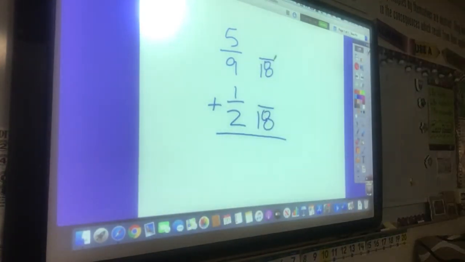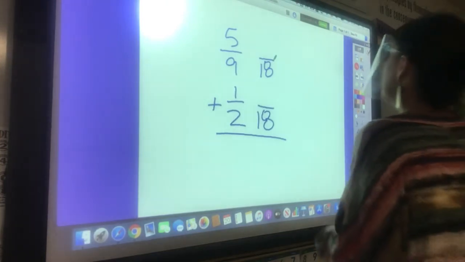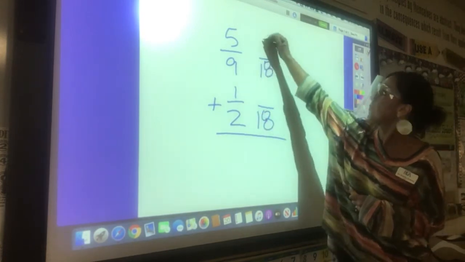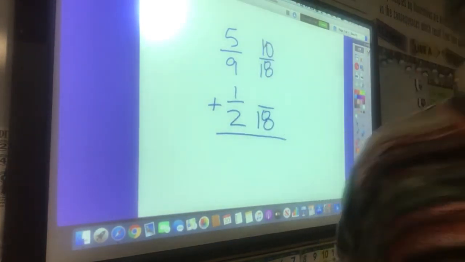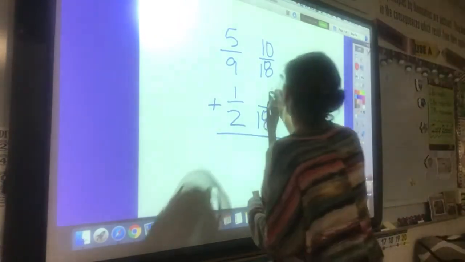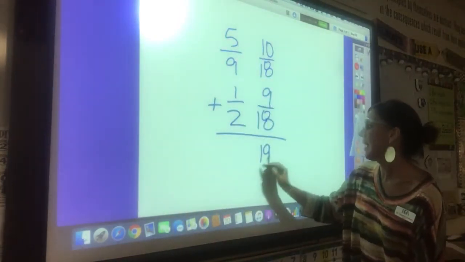Okay? All right, now on the top, you say, what do you do to go from 9 up to 18? And the same thing has to happen up at the top. On the bottom, you say, what do you do to go from 2 to 18? And the same thing has to happen on the top. So Kira, why don't you tell me the top fraction? What do you get for this missing number up here? Times 2, or missing a 10. Okay, what are we missing on the bottom? Brock? Oh, 9. Times 9. Okay, we add, and we get 19/18.